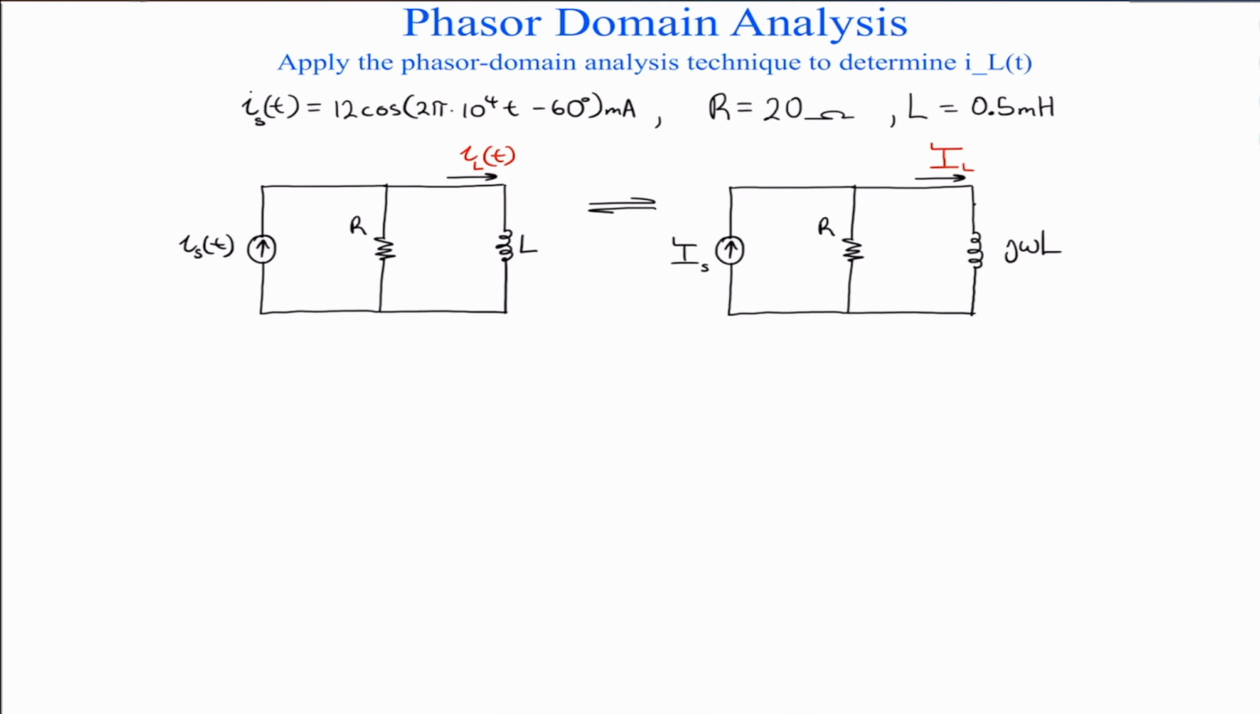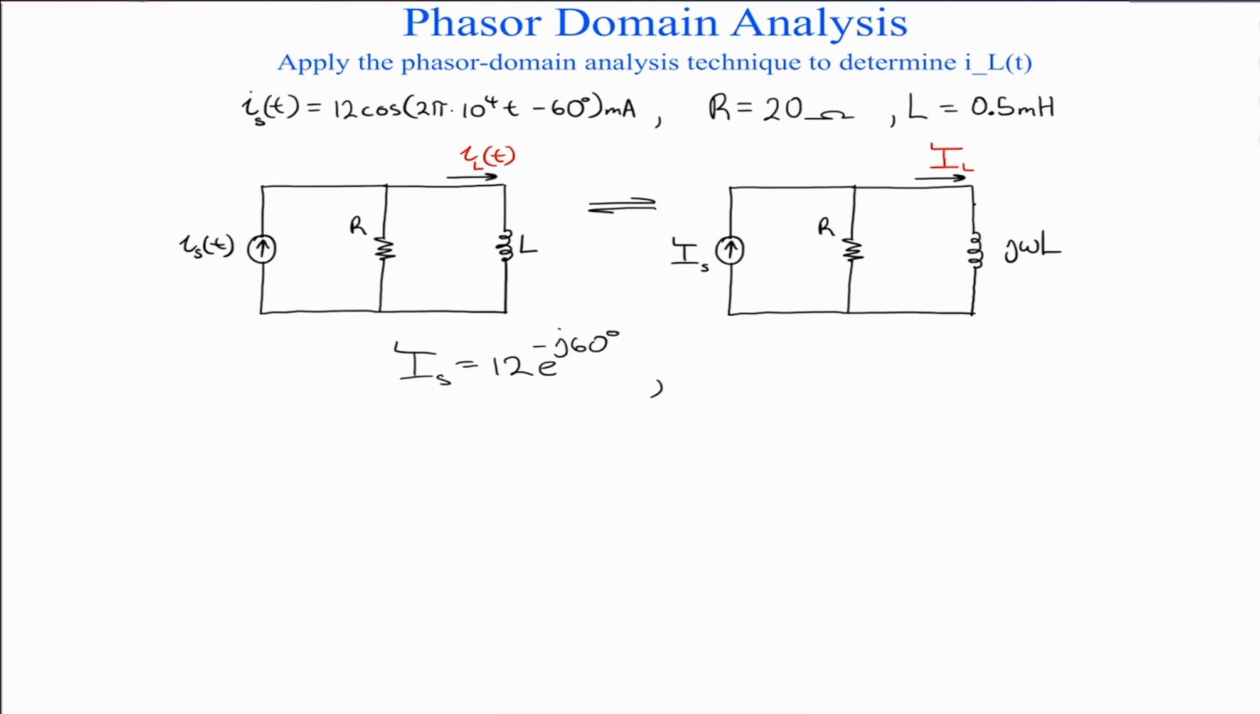As always, we adopt the positive cosine format. Our source current is in a positive cosine format. So second step, we can then transform our circuit from the time domain to the phasor domain. We transform all time dependent sources and our capacitors and inductors. So we can go ahead. The phasor component for our current source is equal to a magnitude of 12 times e to the minus 60 degrees.